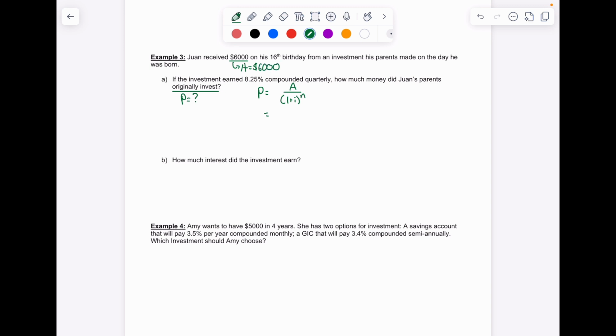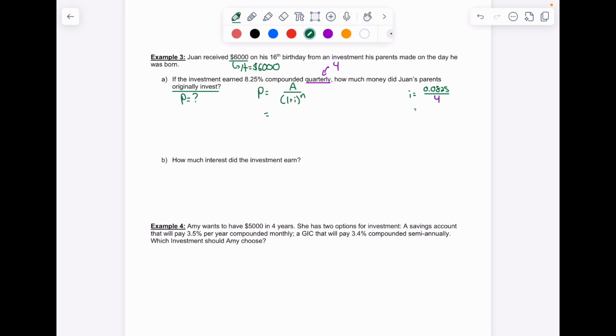If the investment earns 8.25% compounded quarterly, okay? So how many quarters are there in a year? Well, this is 4, right? How much money did Juan's parents originally invest? All right, so let's calculate our i. Our i is our interest rate, which is 8.25%, so that's 0.0825, and divide that by the number of compounding periods, so that's 4 in this case.